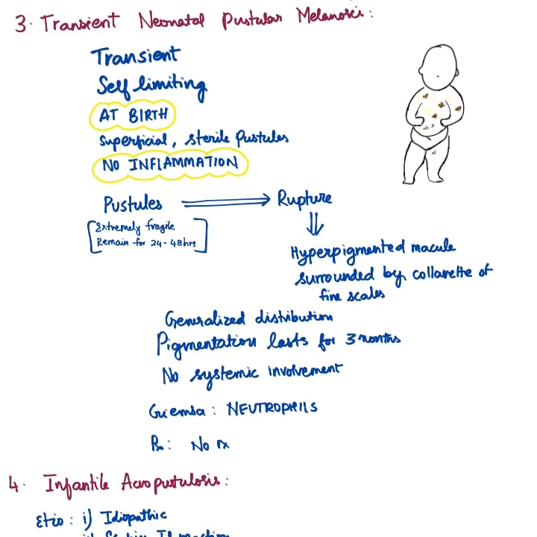Coming to transient neonatal pustular melanosis. As the name indicates, this is a transient condition which is characterized by the occurrence of pustules which heal with melanosis, that is pigmentation. This is also a self-limiting condition that is seen at birth, and the lesions are superficial sterile pustules and there is no inflammatory component here. These pustules are very fragile and they remain so for 24 to 48 hours and then they rupture and heal as a hyperpigmented macule that is surrounded by a collarette of fine scales. There is going to be generalized distribution of the lesions, and we can see both stages of lesions at a time in an infant, and the pigmentation lasts for 3 months.